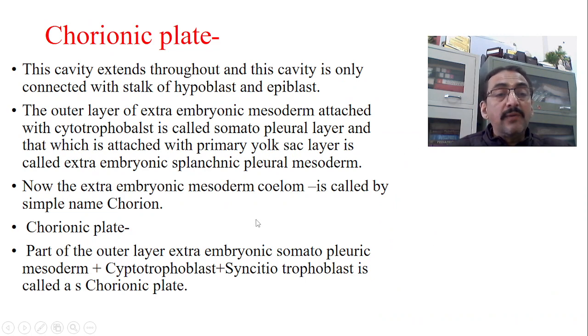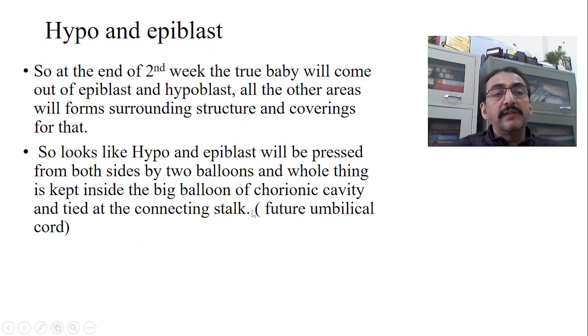Now what is a part of the chorion? The chorionic plate. What do we mean by chorionic plate? We have the outer layer of the extra embryonic somatopleuric mesoderm, then we have the cytotrophoblast plus syncytiotrophoblast. These three layers in total are called the chorionic plate. So this contains three important things: the outermost layer of the extra embryonic somatopleuric mesoderm, cytotrophoblast, and syncytiotrophoblast. All three together are called the chorionic plate.